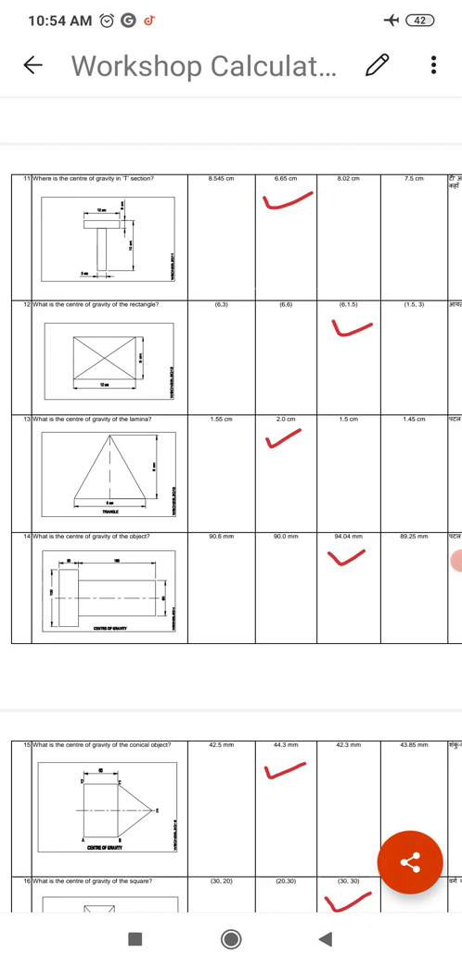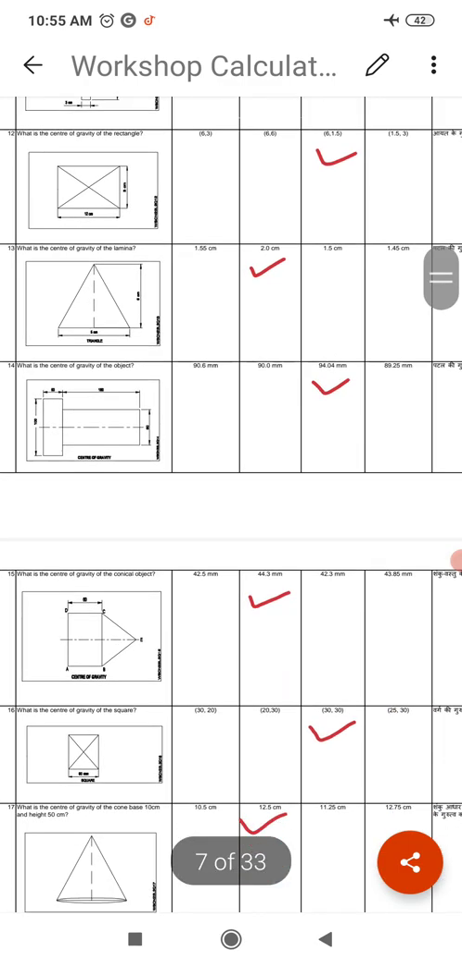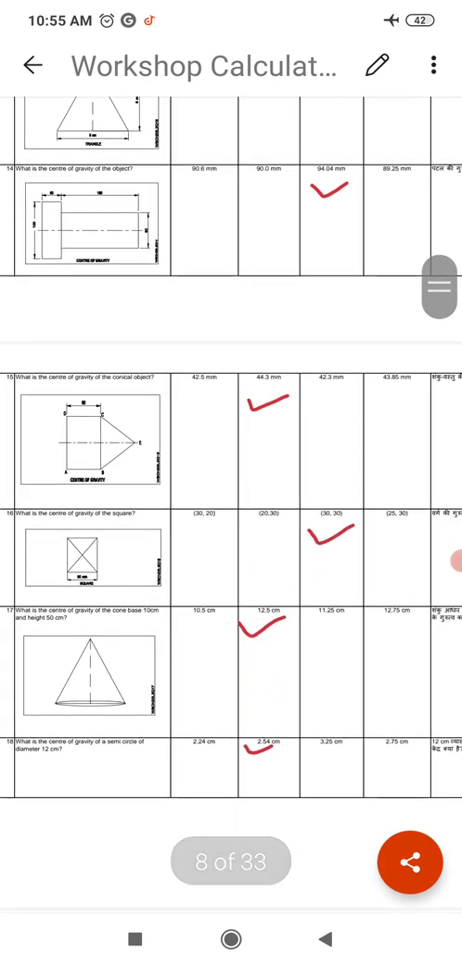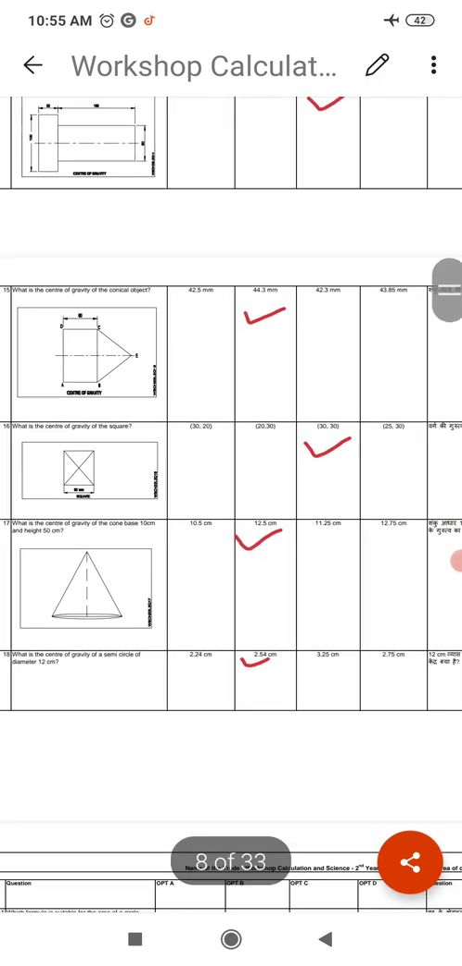Option B. Next, what is the center of gravity of the object? See the figure of the object in this question, and the answer is 94.04 mm. Next question. What is the center of gravity of the conical object? Answer is 44.3 mm. See the figure in the question, and its answer is option B. Next, what is the center of gravity of the square? It's 30, 30. Option C.